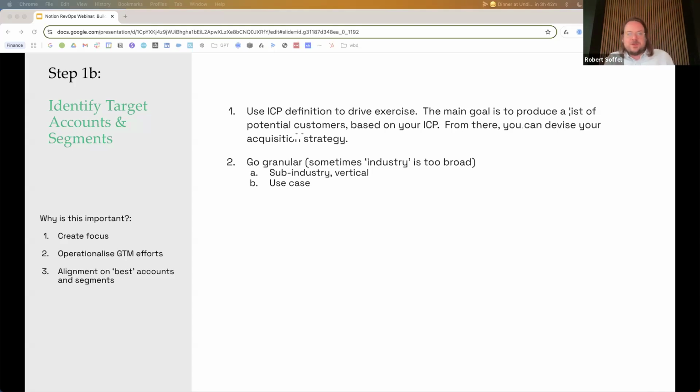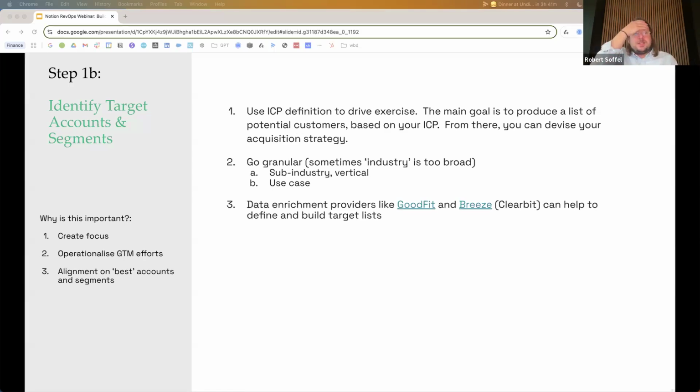And so fundamentally, they're different companies, fundamentally different value props, which ultimately means your messaging to them, how you approach them, and how you qualify them is fundamentally different, right? So sometimes industry is too broad. Go granular when you can, and if it makes sense. Third thing is using technology to build these lists. Again, pretty basic stuff here, but tools like GoodFit, for example, will not just help you to automate that process, but will also help you to surface companies that may not otherwise have been in your view.